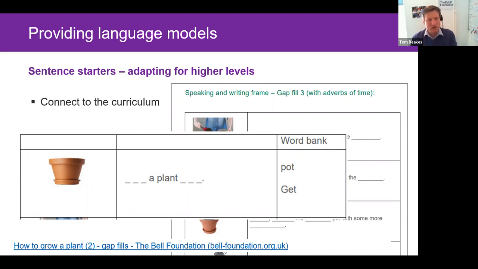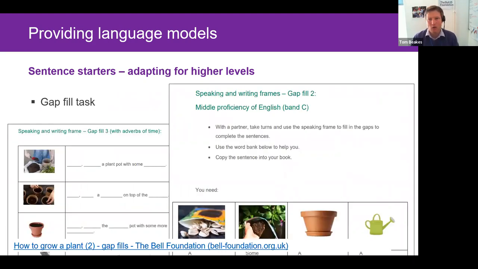Well, this resource actually provides an adaptation for band C learners. So here they have actually provided a sentence with some gaps along with a word bank and a picture. And so the students would then put the words from the word bank into the sentence, and the word bank is just general. It's not per sentence, it's for the whole thing. So there's a bigger choice there, so that it requires them to think more carefully about which words they're using than in the first example.